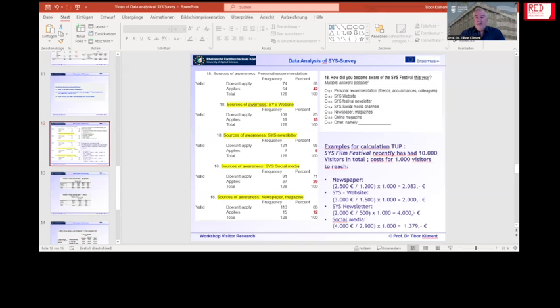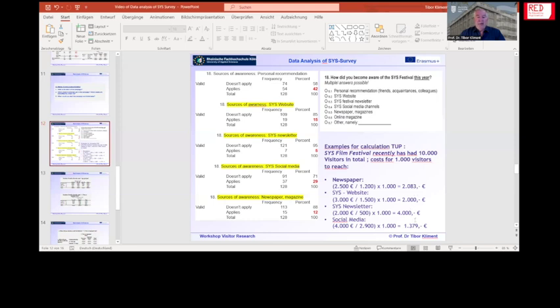Obviously, this newsletter seems to be very expensive. On the other hand, here we have, for instance, this website. The Swiss website costs around 3,000 euro. We had 15%, which means 1,500 visitors that used the website. We divide this and multiply this by 1,000. So here we have a price of 2,000 for 1,000 visitors.